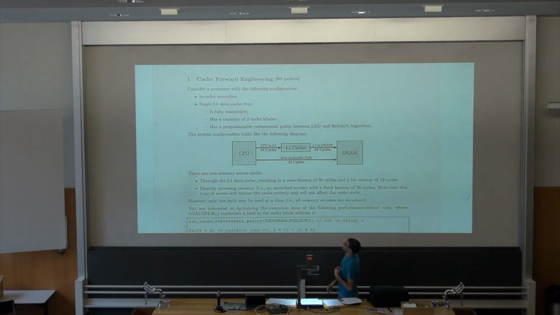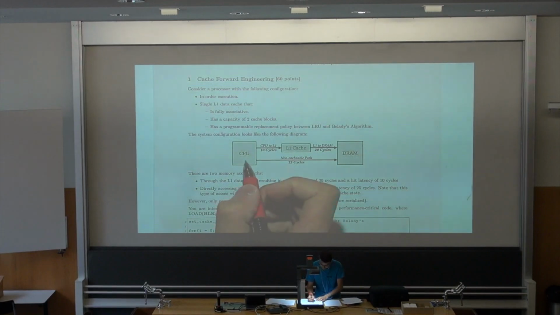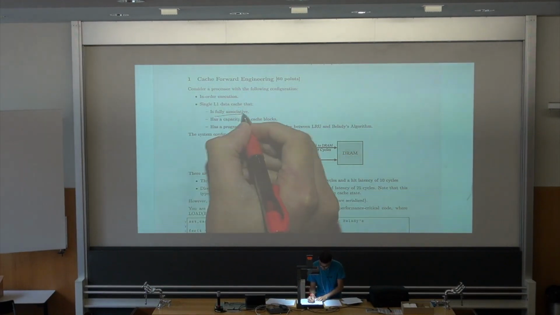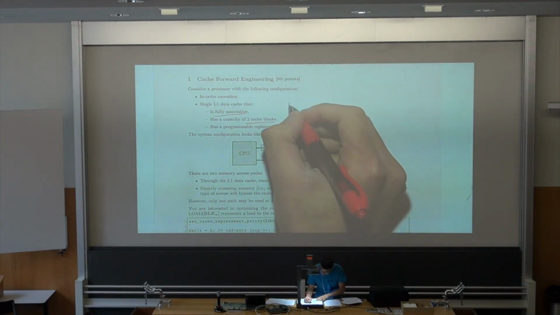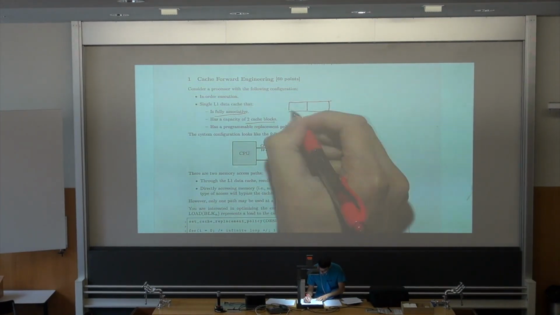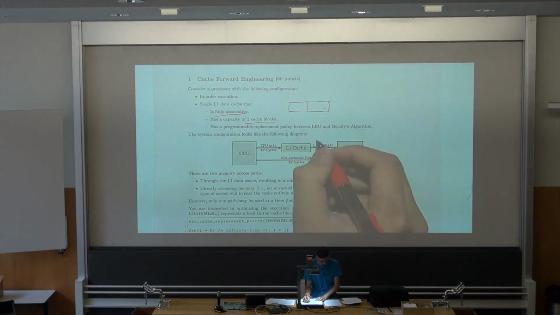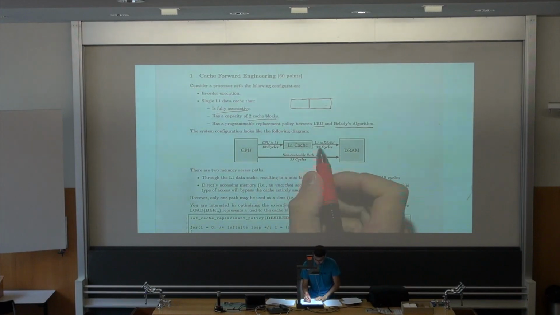Okay, so we're going to start off with a relatively straightforward question called cache forward engineering. I'm going to go through the question and then show quickly how we might solve it. In this question, we're considering a processor with the provided configuration. It uses in-order execution, and we have a single L1 data cache that is fully associative and has a capacity of 2 cache blocks. So if we draw out what the blocks look like, we have 2 different ways, and there's 1 block in each. It's quite simple. It also has a programmable replacement policy to choose between LRU and Belady's algorithm. So the system configuration looks something like this diagram.